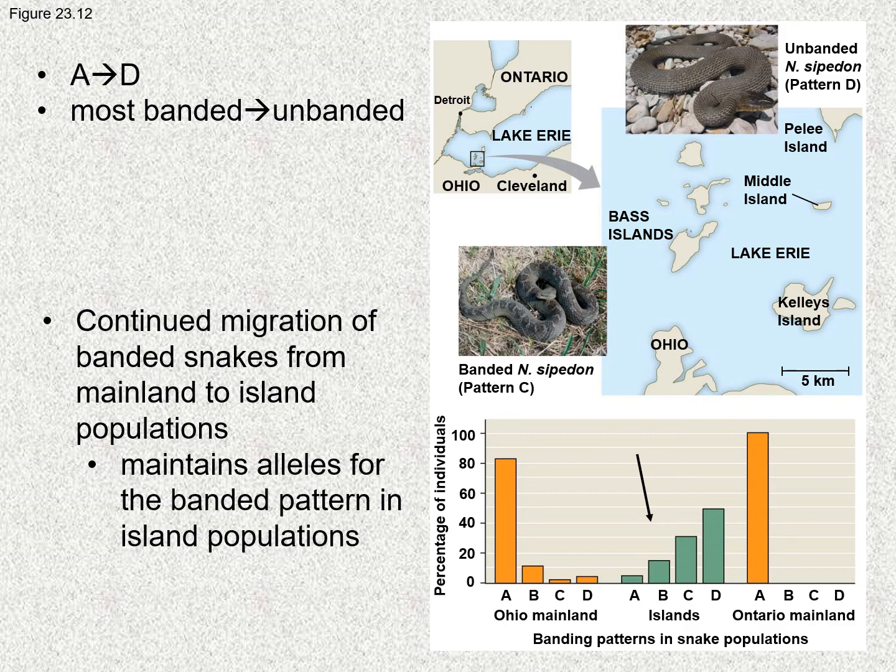Right, so continued migration of the banded snakes, right, from either the mainlands to the islands would basically change the allele frequencies on the island. So again, this continued migration is going to maintain the alleles for the banded pattern even in the islands. So here we could see some are still banded, but it's because of continued gene flow, right? So gene flow tends to reduce variation.